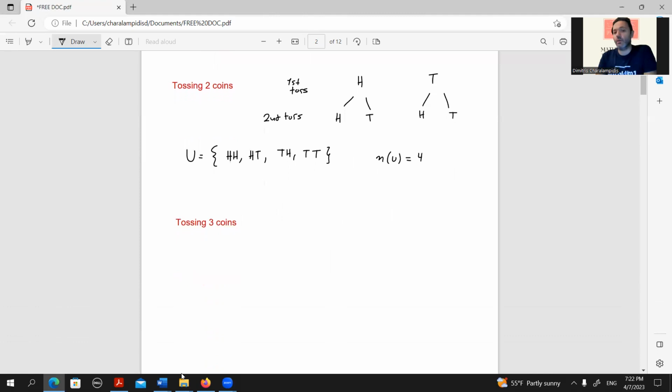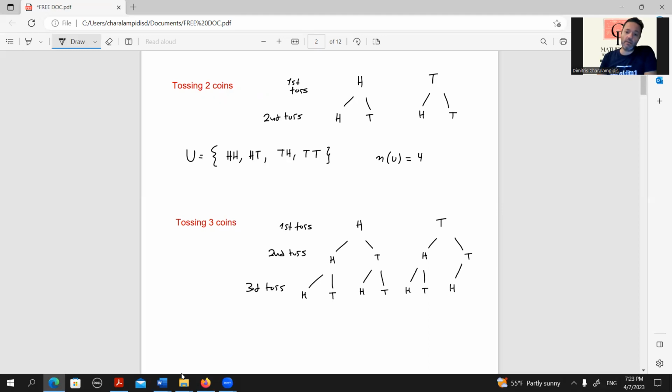Let's toss 3 coins now. We will still follow the same process. In the first toss, we could have either heads or tails. In the second toss, regardless of what happened in the first one, we still have 2 different options, either heads or tails. In the third toss, again we could have heads or tails, for each of the previous branches.